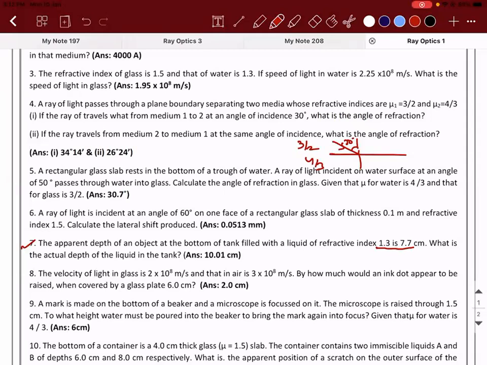mu1 by mu2 equal to sin A by sin R, sir. Or else we can write, I told you an easier way, right? Refractive index multiplied with sine of the angle in that medium, that is sine 30 degrees is equal to 4 by 3 into sine R. So sine 30 is half. 3 by 4 is equal to 4 by 3 into sine R. So sine R is equal to 9 by 16. So R will be equal to sine inverse of 9 by 16.